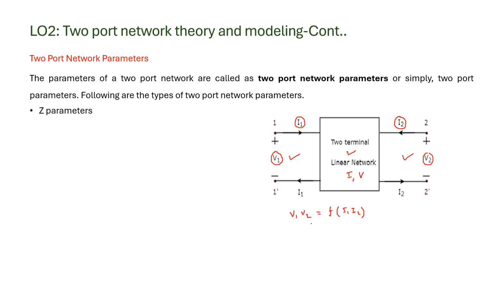Now here I have written one equation. Out of these four parameters, V1, V2 are taken as dependent variables, and I1, I2 are taken as independent variables. And we have an equation relating these four parameters. Then the coefficients of this equation are called Z parameters.